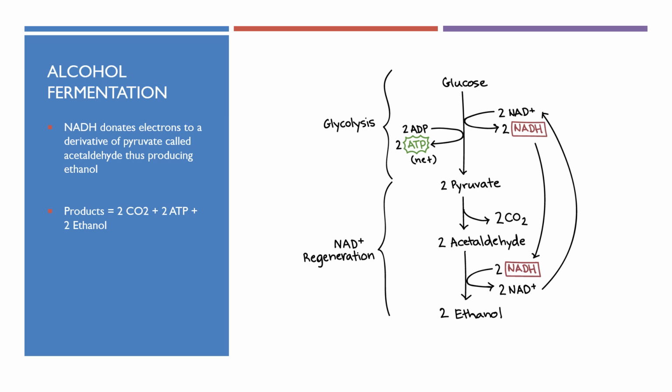But the pyruvate undergoes another change in form that's going to result in the release of carbon dioxide and the production of what's called acetaldehyde. So acetaldehyde, it produces 1 acetaldehyde per pyruvate. And so the NADH then donates their electrons to this derivative of pyruvate called acetaldehyde, and that produces ethanol. Okay, so the products of alcohol fermentation are 2 carbon dioxide, 2 ATP, and 2 ethanol. That is fermentation in a nutshell.